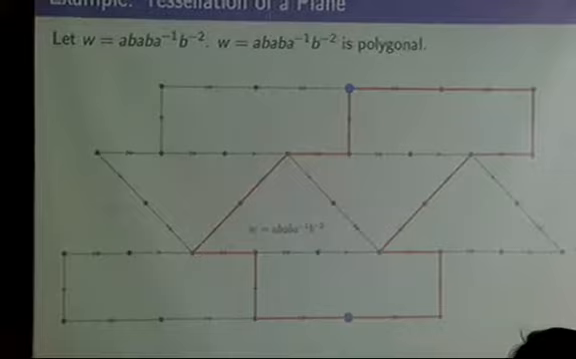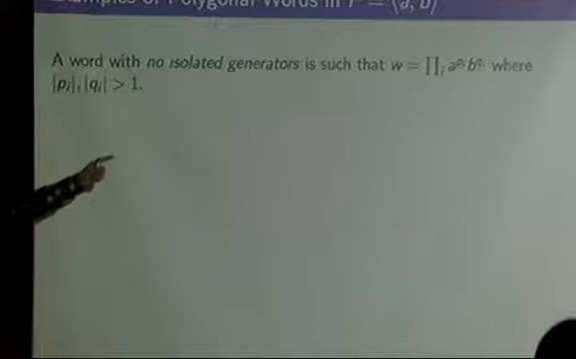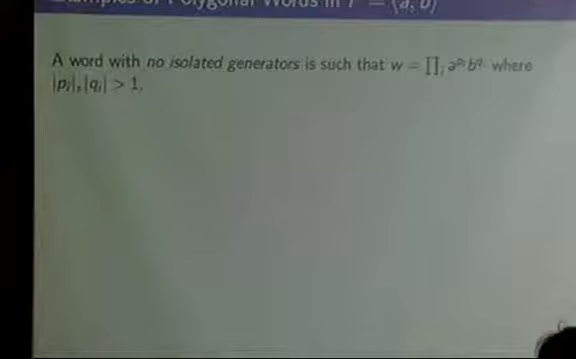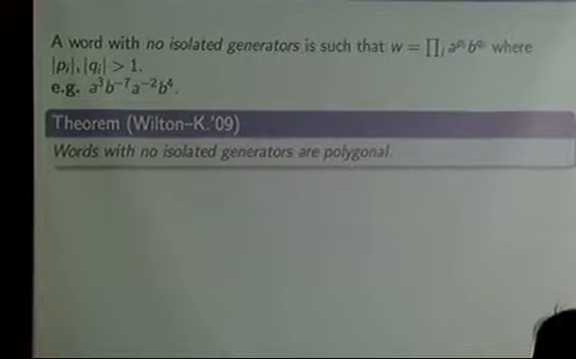So there are other cases. For example, the word is given as, say, rank 2. So the rank 2 case is wide open too, but in the rank 2 case, say the word is written as A to PI, B to QI, and such that there are no isolated generators. The exponents are all larger than 1 or less than negative 1. Then it is polygonal, just like in this case. It is polygonal. So it is another interesting playing with the jigsaw pieces.